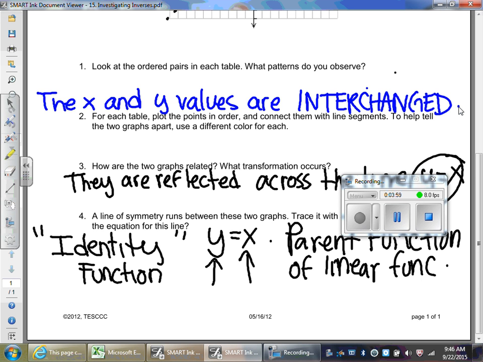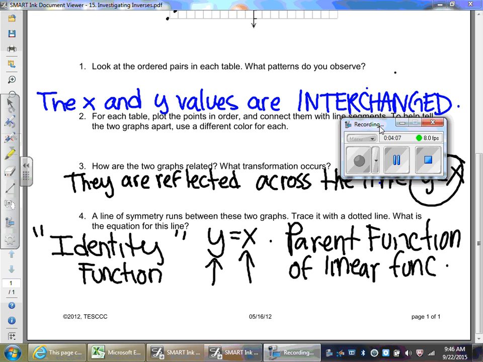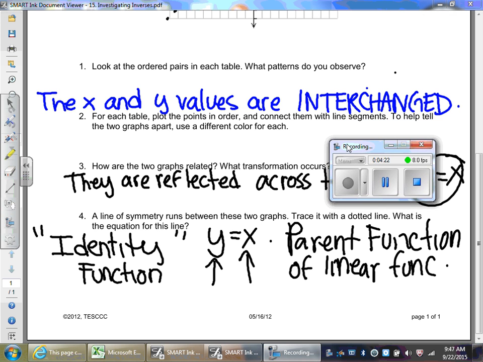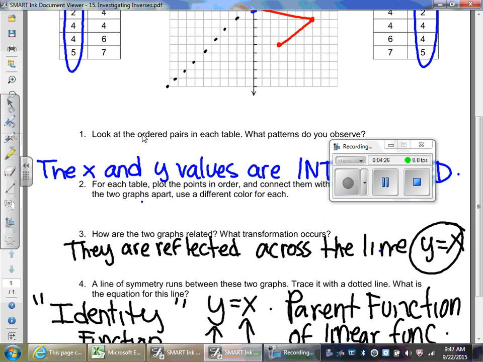All right? Yes. I'm sorry? I'm not able to copy your question board. So number 4, we just trace the line of symmetry, and that will be the identity function, y equals x. And instead of saying that it reflects across both axes, they reflect across that line. Because if we were doing a reflection across the x and y axis, it will look a little bit different.